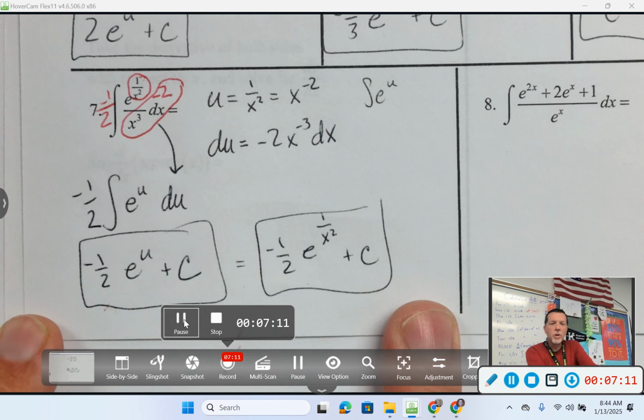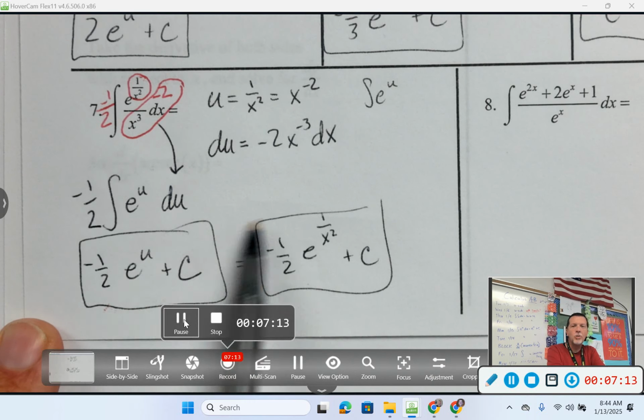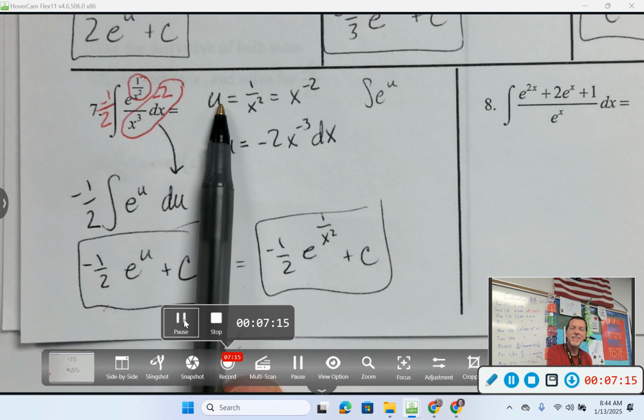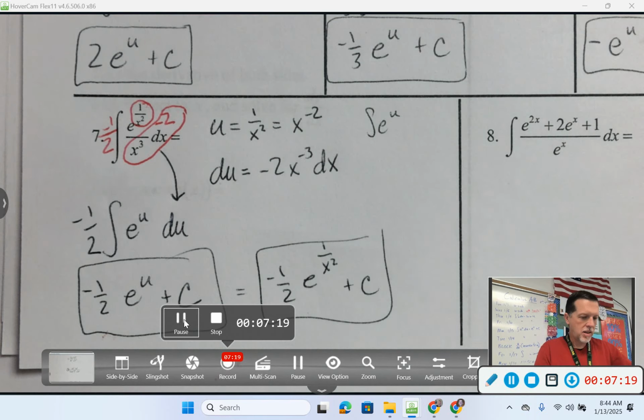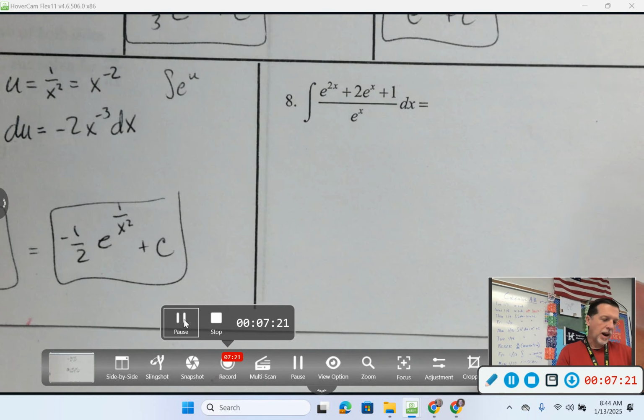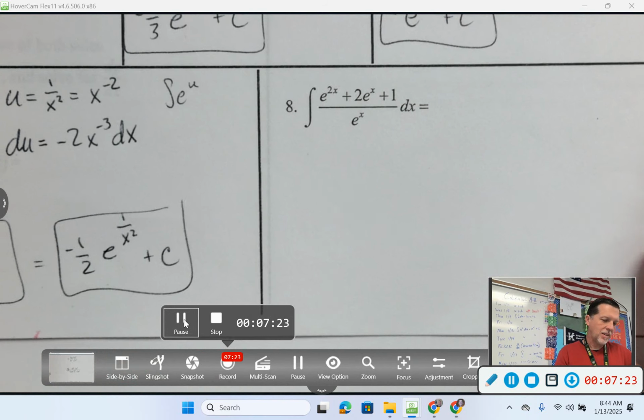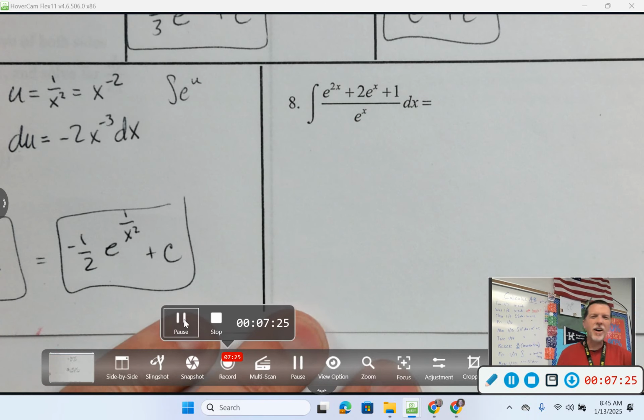The repeated warning: if you're going to leave it as e to the u, you better have explicitly said what u is. How about number 8? What do you think we should do on number 8? Yeah, let's divide first.